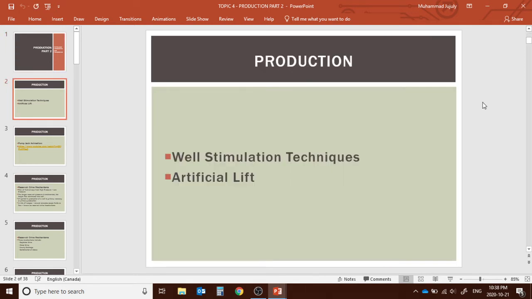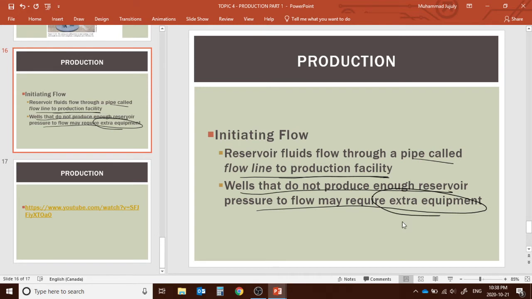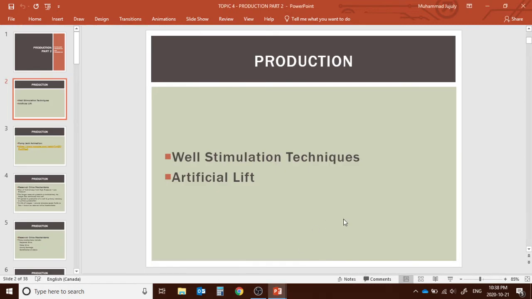So now in this lecture, we'll talk about the well stimulation technique, how the reservoir drive actually works, and the artificial lift. For instance, at the end of the first lecture, you saw initiating flow. If the well does not produce enough pressure, then what we can do is employ the artificial lift, or we sometimes call it EOR, enhanced oil recovery. So artificial lift plus enhanced oil recovery actually gives more production.